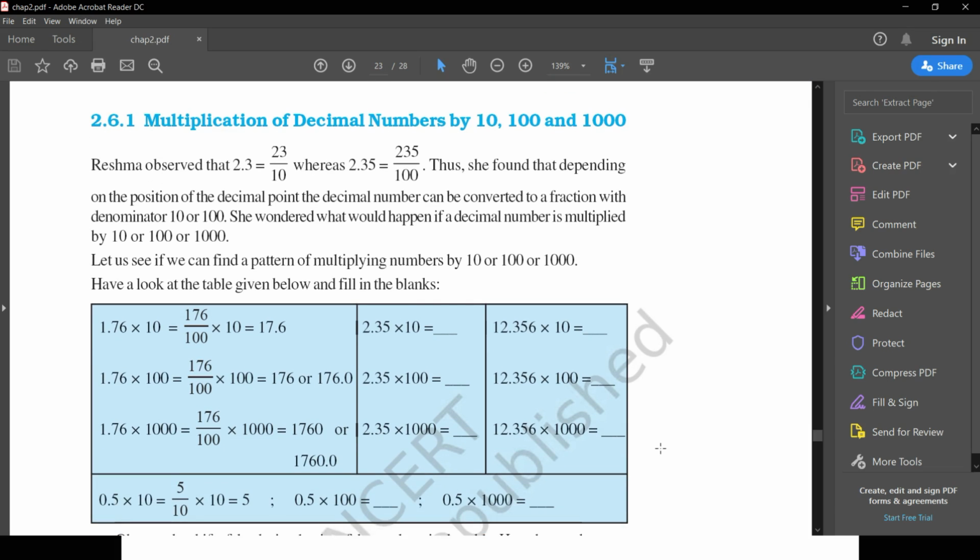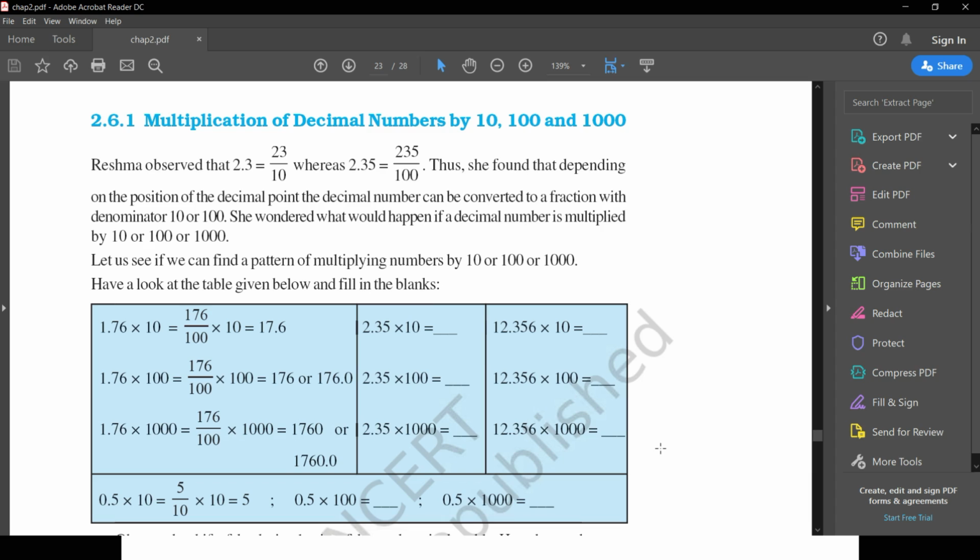Now you see the multiplication of decimal numbers by 10, 100 and 1000. One situation is given. Resma observed that 2.3 is 23 by 10, whereas 2.35 can be written as 235 by 100. Thus, she found that depending on the position of the decimal point, the decimal number can be converted to fractions with the denominator 10 or 100. She wondered what would happen if a decimal number is multiplied by 10 or 100 or 1000. You can see this is the situation which was observed by Resma.